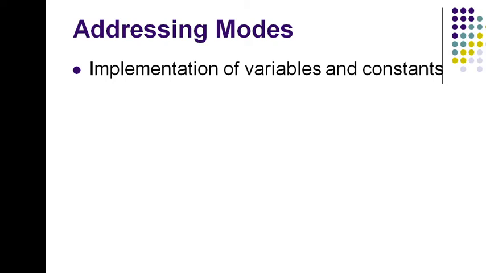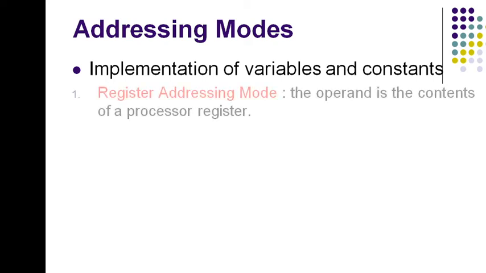Now let us understand implementation of variables and constants. Variables and constants are the simplest of the data types and are found in almost every computer program. In assembly level language, a variable is represented by allocating a register or a memory location to hold its value. Thus, the value can be changed as needed using appropriate instructions.